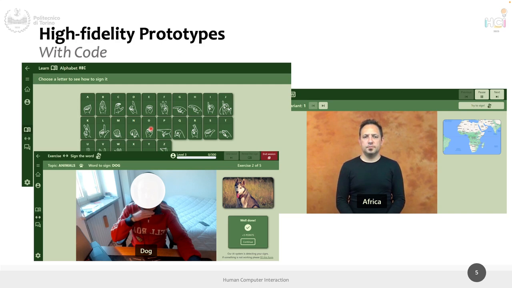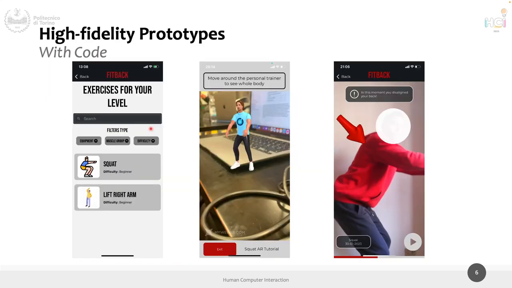And again, they did some persistency, because after you do an exercise, you have to remember that the exercise is done so that you can proceed with the other one, that unlocks. So they did some level of persistency, simpler than the previous project, but still some persistency. And this is another one.